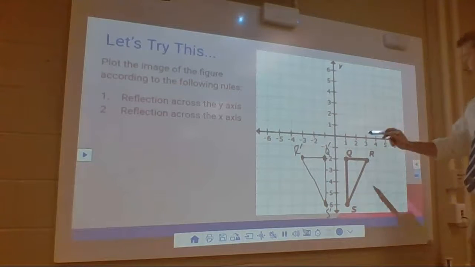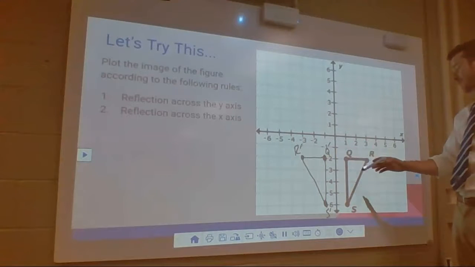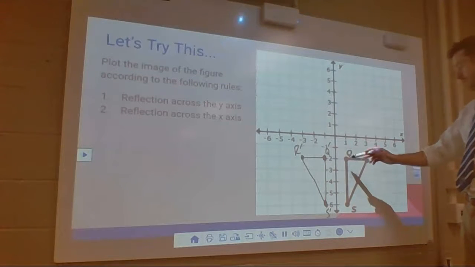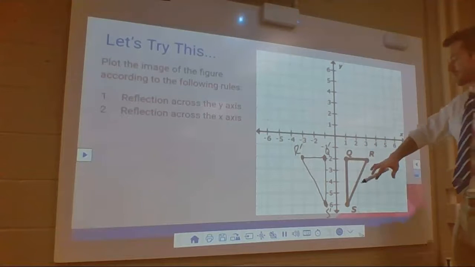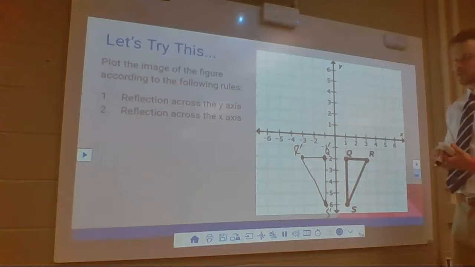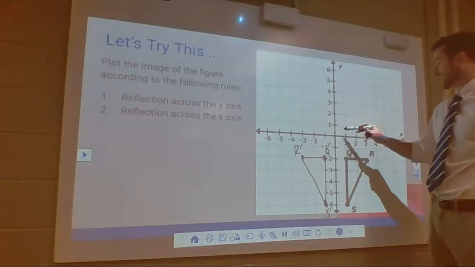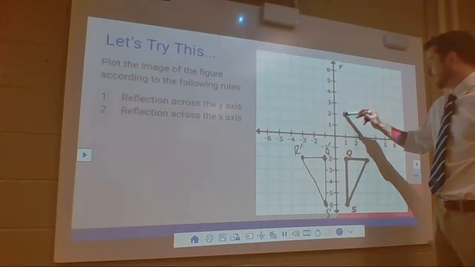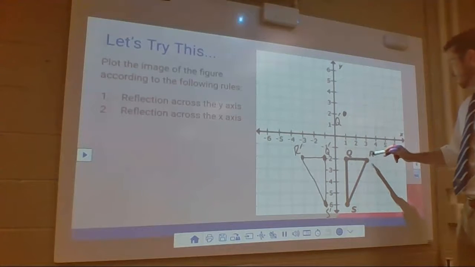All right. Now, I'm going to keep this figure on the board, and then we're going to reflect triangle QRS, the original, the pre-image, right, across the x-axis. So now it's going to reflect vertically across that horizontal line of reflection, the x-axis. So point Q is 2 units away from the x-axis, so it's 2 units away on the other side. So there we got Q prime.